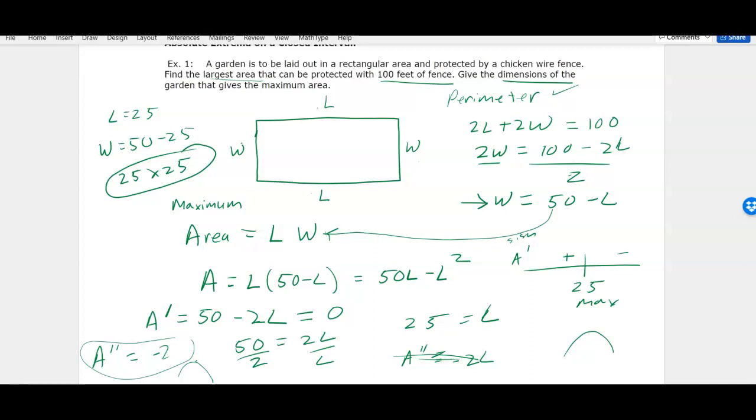Okay, so that is an example of a word problem where you need to use optimization, you need to use the critical values, and you need to consider endpoints, although then it's kind of open-ended for this one.